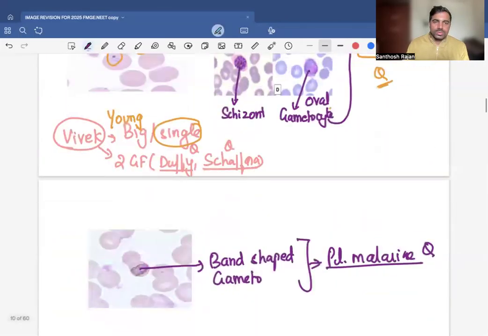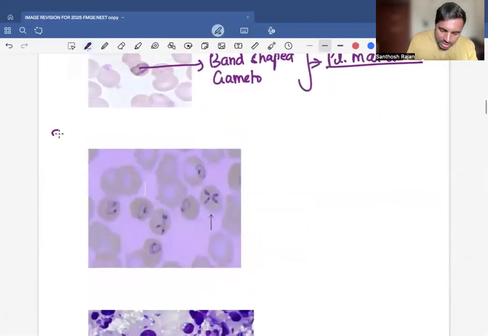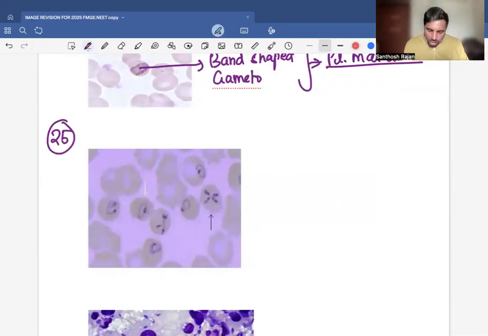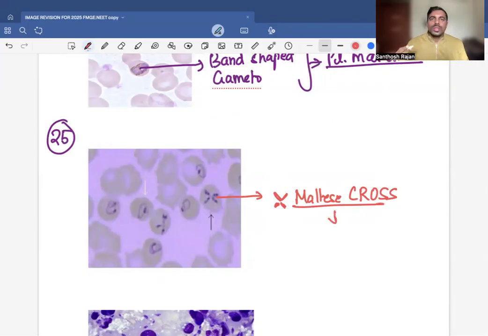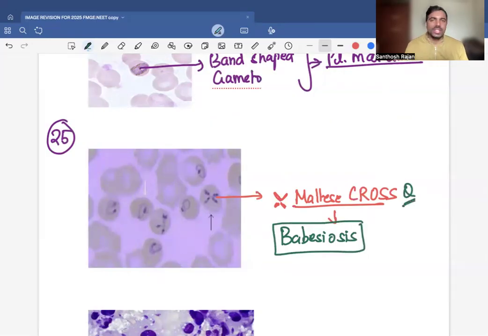Okay. Now next. This picture is very familiar, and I think you must have known. If you don't, it also doesn't matter. What you're seeing inside the RBC is a cross, a beautiful cross like this. This is the Maltese cross. So who likes a cross? The babies like the cross. Which baby? Babesiosis. Babesiosis is basically similar to malaria. Only difference, you see a different type of thing called the Maltese cross.